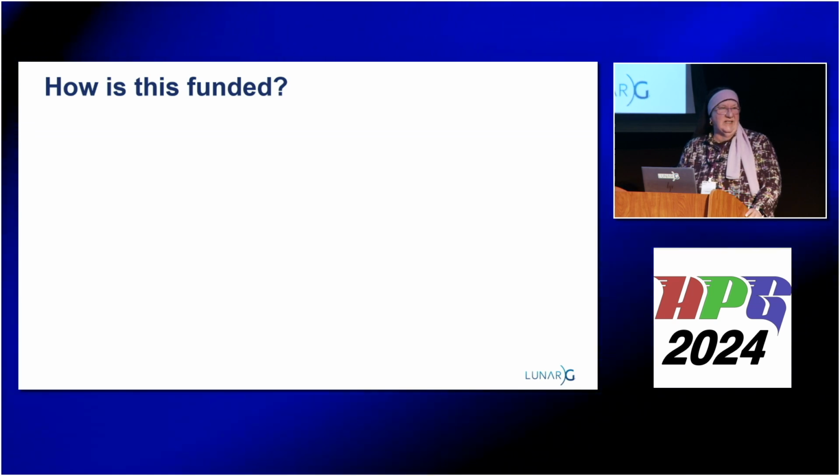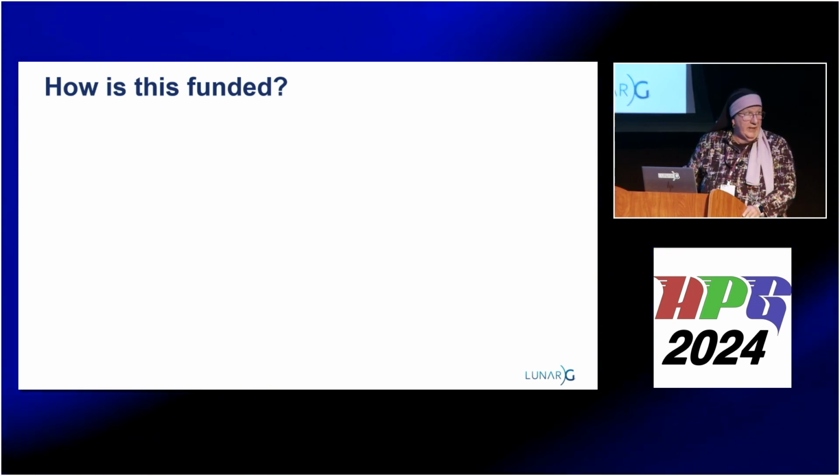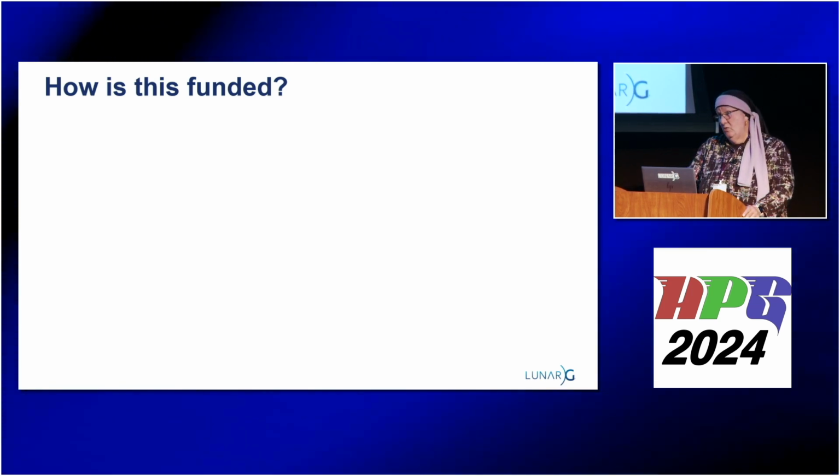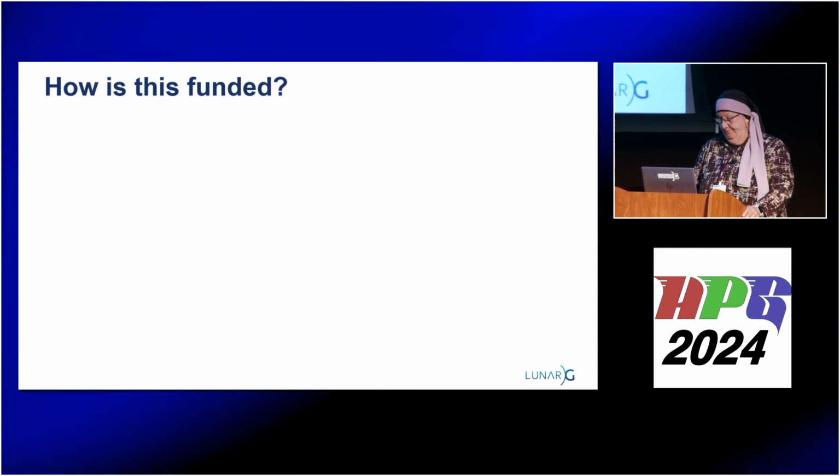All right, so the Vulkan SDK, it's free. It does not generate any revenue. It comes from all open source tools. So how is this work funded?